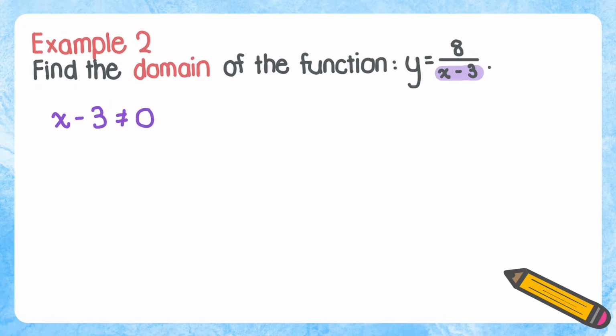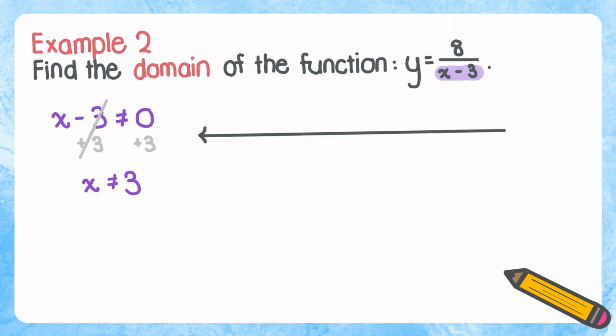And then let's solve for x. How do we isolate x? So we add 3 to both sides. This cancels out, and we're left with x cannot equal 3. I'm going to draw a number line to see what the domain looks like.